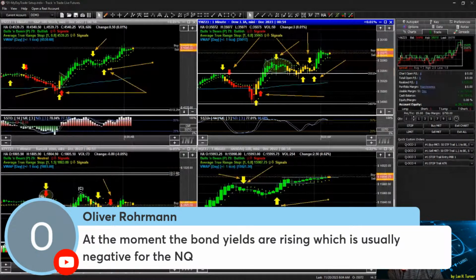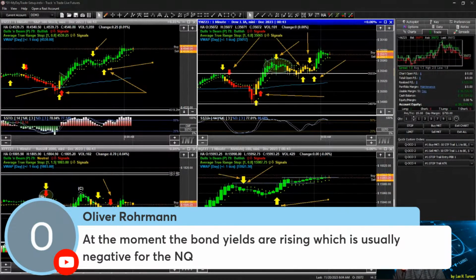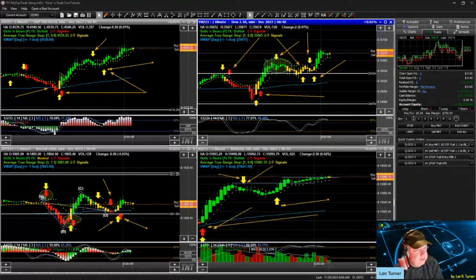Oliver Orman: at the moment, the bond yields are rising, which is usually negative for the NQ. Yep. And it's slowed right down, hasn't it? We got a little long position on that break, but it's died right now, hasn't it, Oliver?